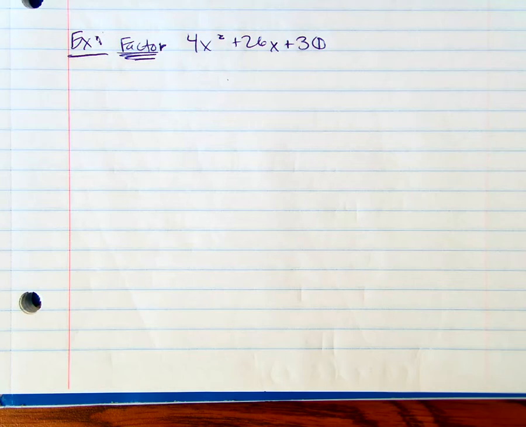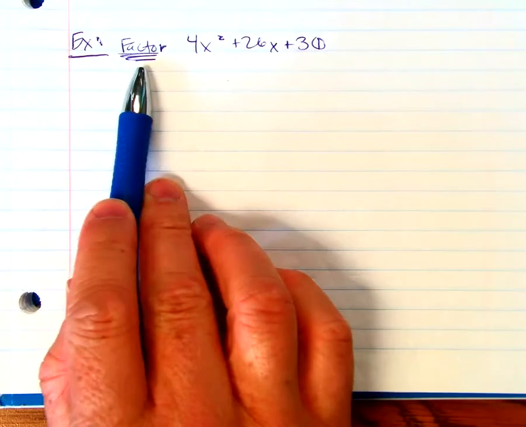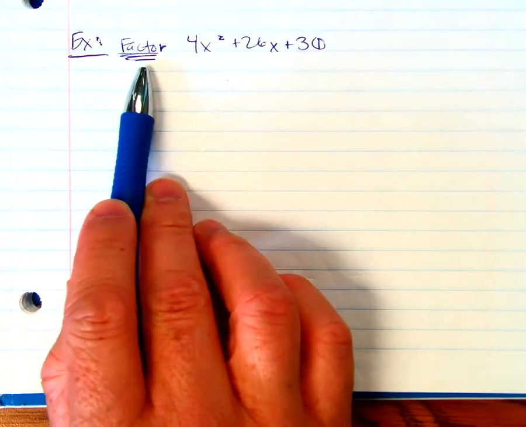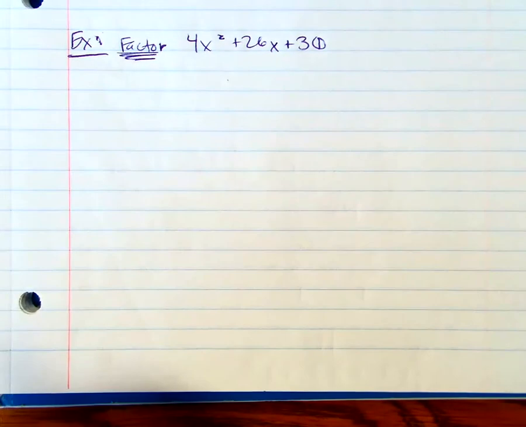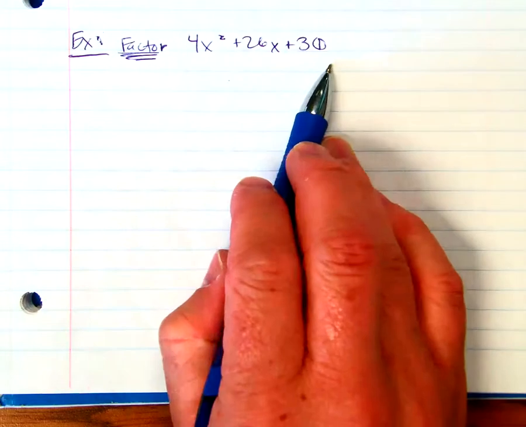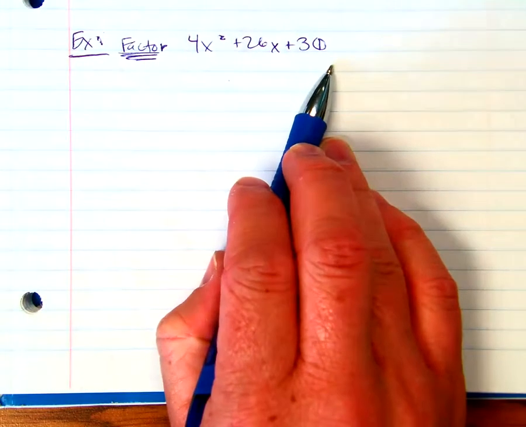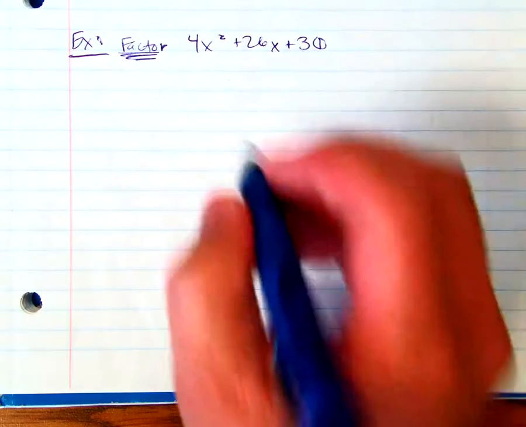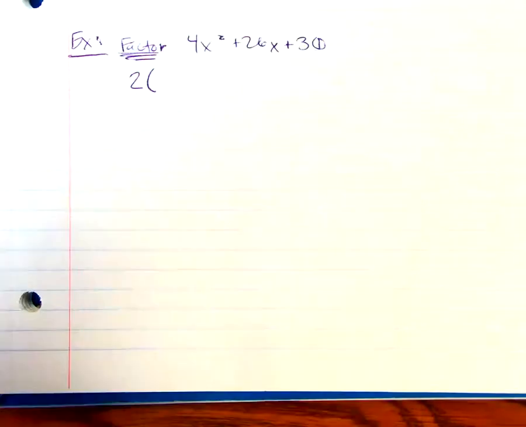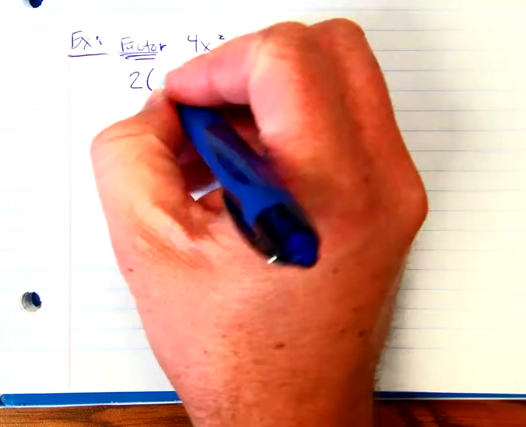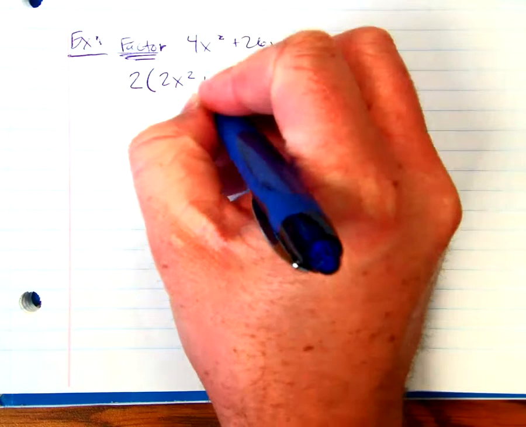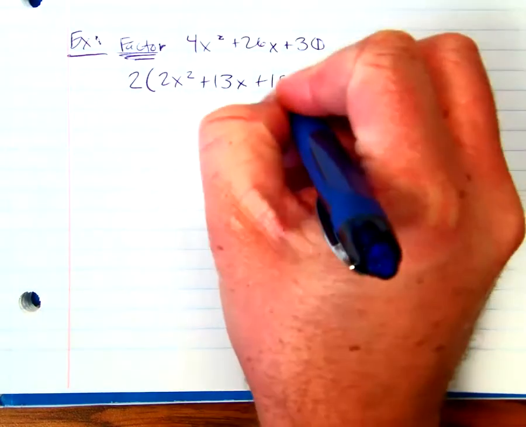And it's very specific here. You have to do one thing before the other. You absolutely must, every single time you see that word factor, start by asking yourself, do they have anything in common? And if they do, you have to take it out. So, for this problem, do they have anything in common? Yes. You just told me what it was. It's a 2. So, you have to start by taking that 2 out, which makes this now a 2x squared, a 13x, and a 15.